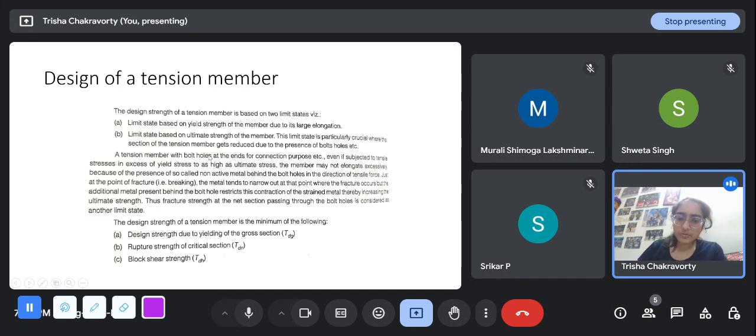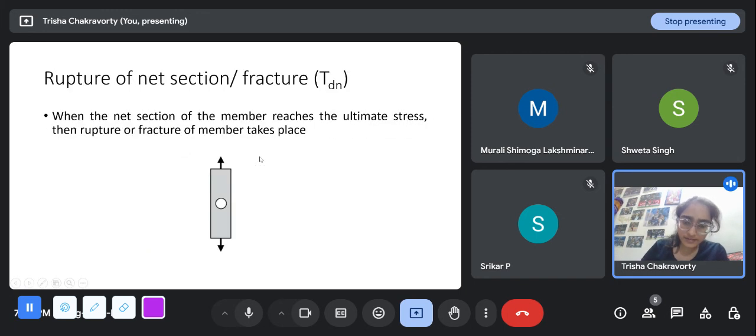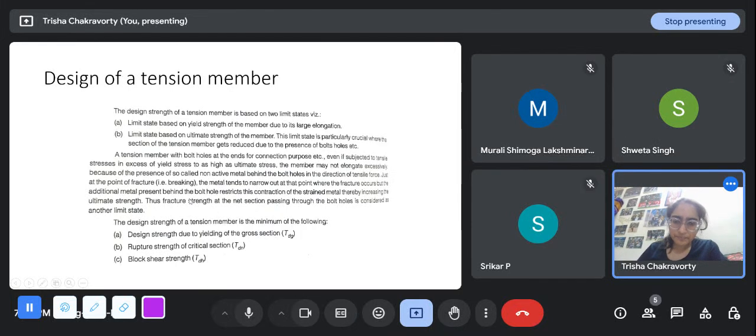A tension member with bolt holes at the ends for connection purposes, even if subjected to tensile stresses in excess of yield stress, as high as ultimate stress, may not elongate excessively because of the so-called non-active metal behind the bolt holes in the direction of the tensile force. Just at the point of fracture, the metal tends to narrow out where the fracture occurs, but the additional metal present behind the bolt hole, by this we mean this part, because here this part is missing, but just behind it this part is a solid section, right?